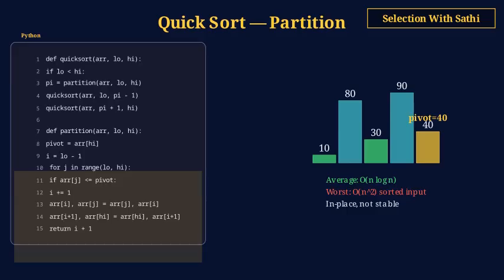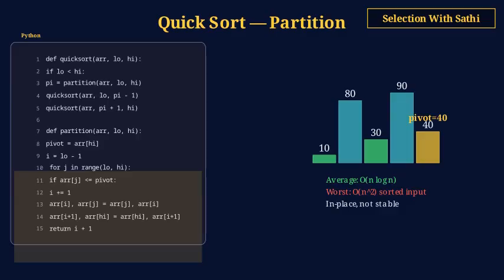The partition function starts at line 7. Line 8, we use the last element as the pivot. Lines 10 through 13, scan through the array. When we find an element less than or equal to pivot, increment i and swap it to position i. Line 14, finally, place the pivot at position i plus 1.